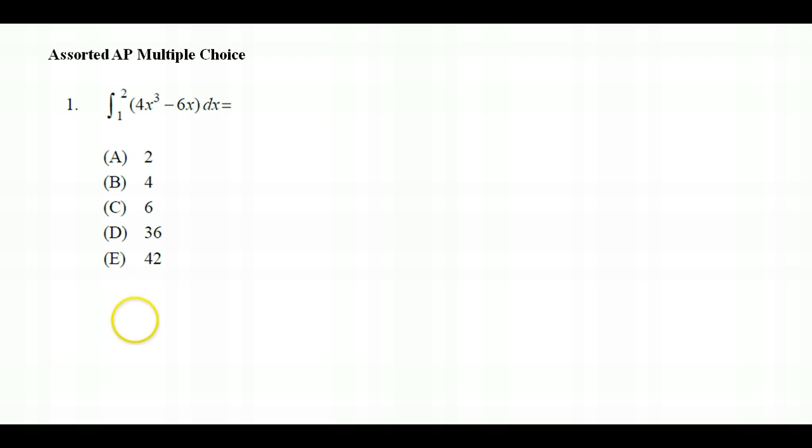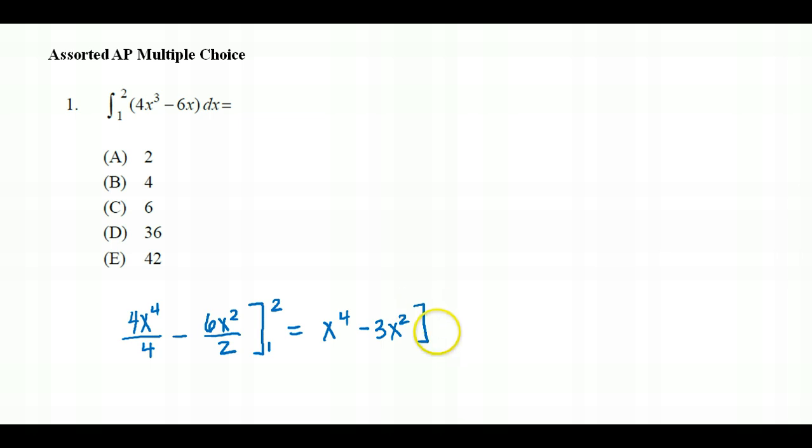So this is going to be 4x to the 4th divided by 4 minus 6x squared divided by 2. And this has to be evaluated from 1 to 2. So let's simplify here. We have x to the 4th minus 3x squared evaluated from 1 to 2. If I substitute in 2 first, I'm going to get 2 to the 4th minus 3 times 2 squared. All I've done is substitute in the top limit of integration, and then I need to subtract if I plug in 1. So 1 minus 3.